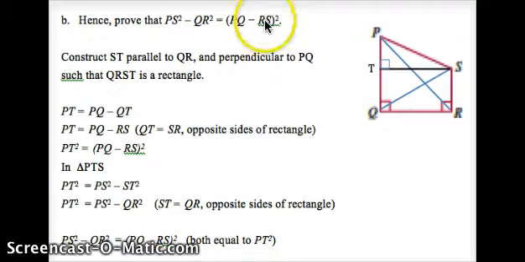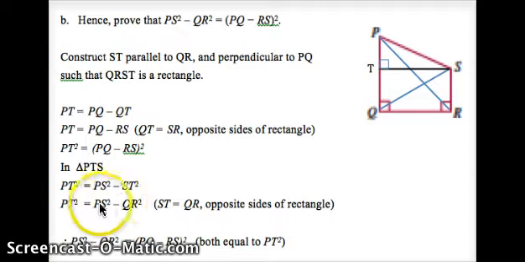We've also got an expression for this right-hand side, which is PQ minus RS all squared. We can see we've got that expression here. PQ minus RS all squared is also equal to PT squared. And because both of those are equal to PT squared, then they are both equal to each other. So we can say, therefore, PS squared minus QR squared is equal to PQ minus RS all squared, because they are both equal to PT squared. And thus we've proven what is required. And that's the end of the proof.